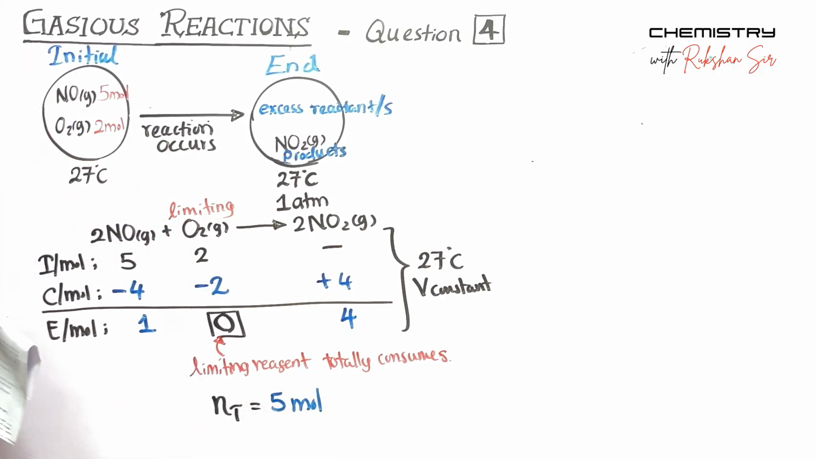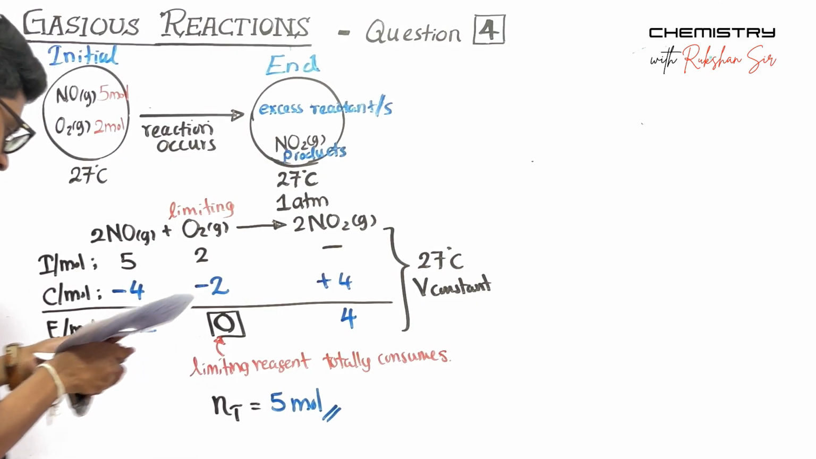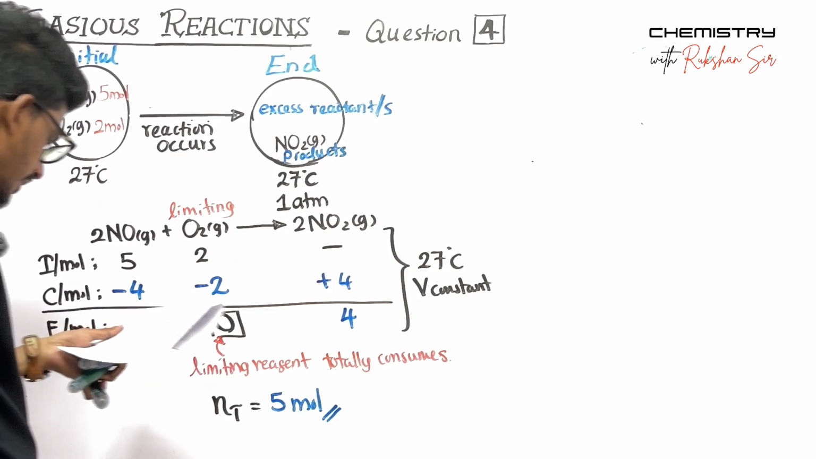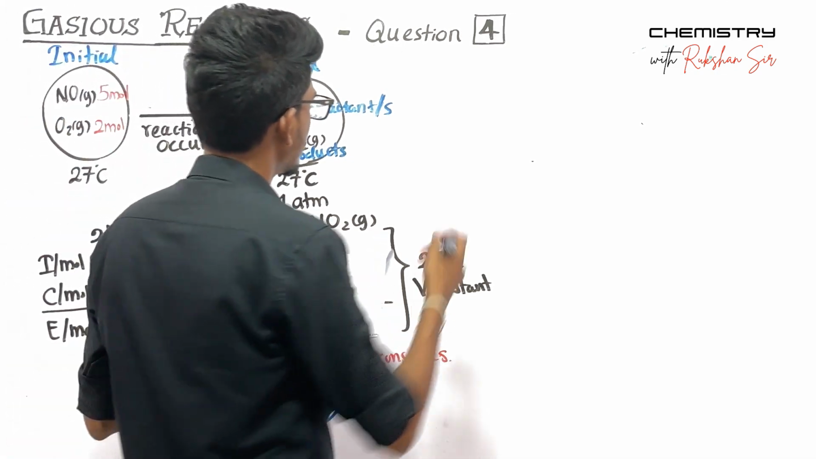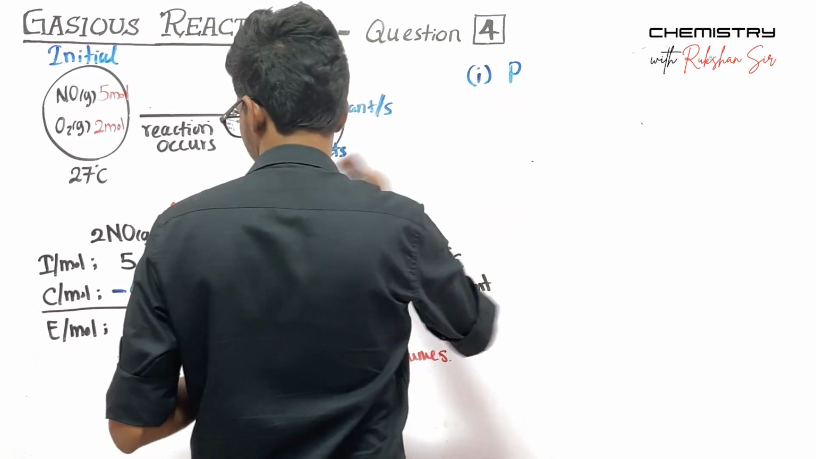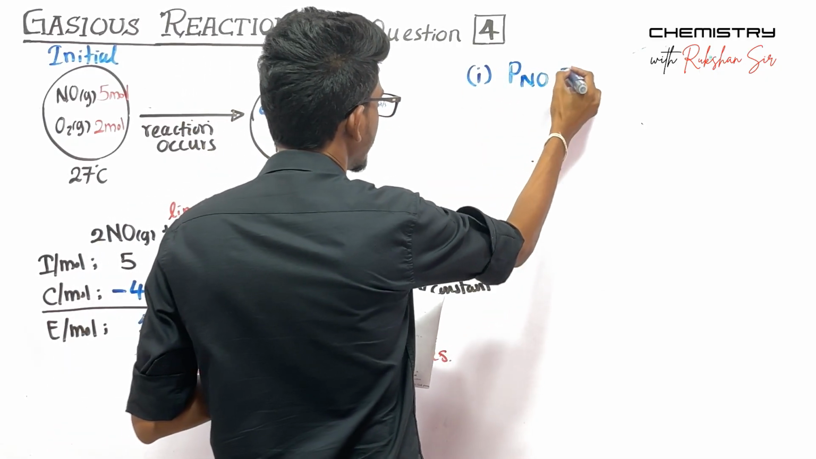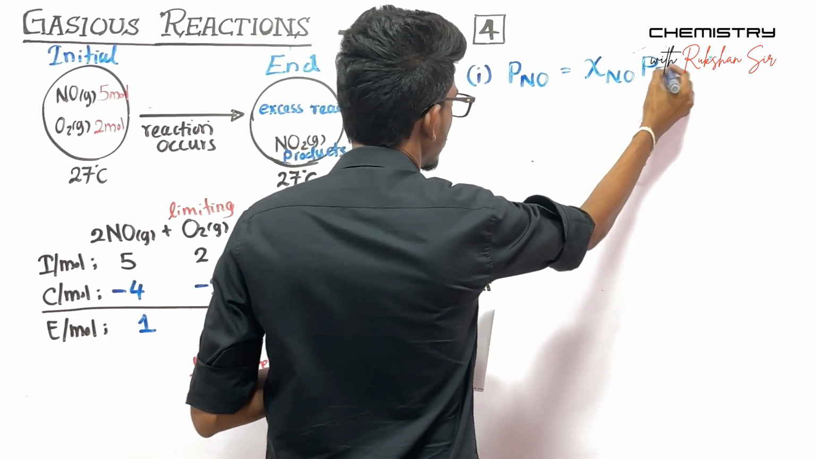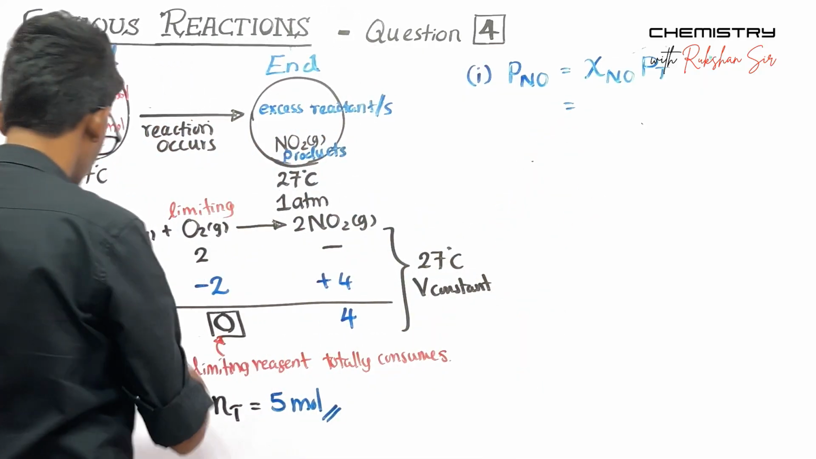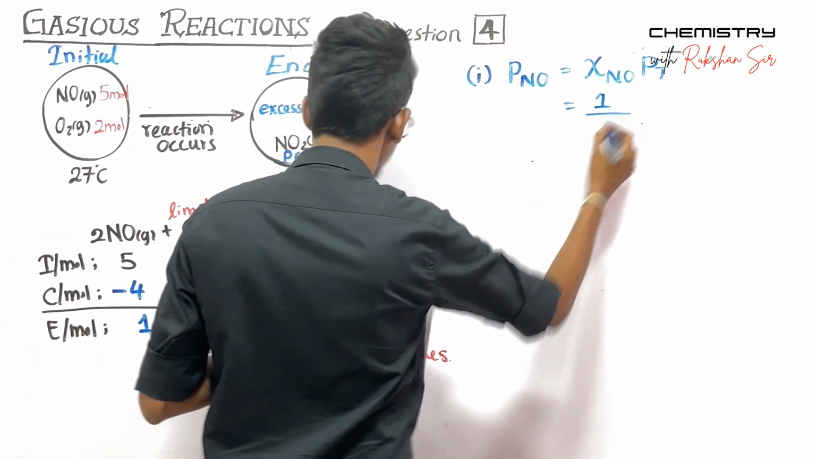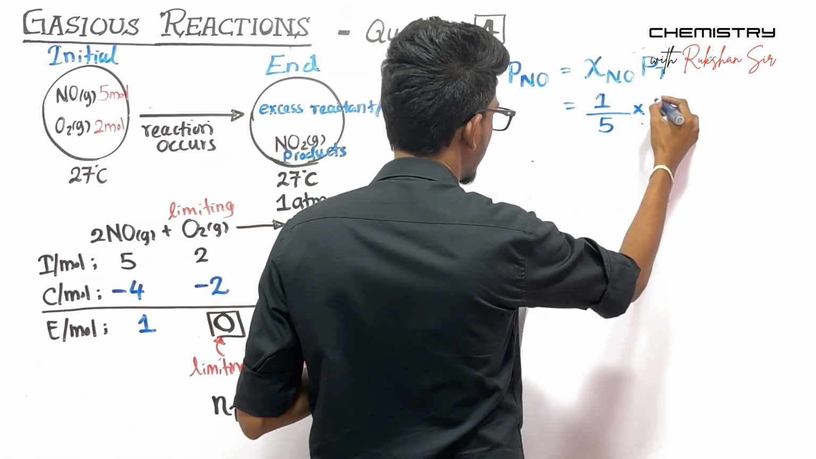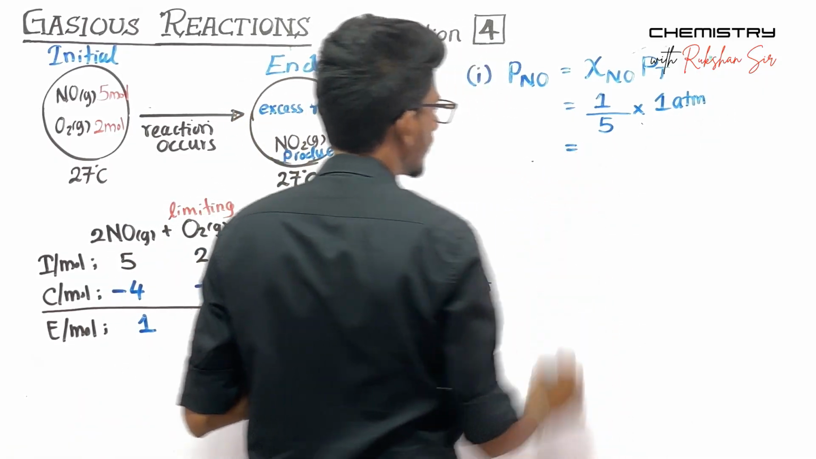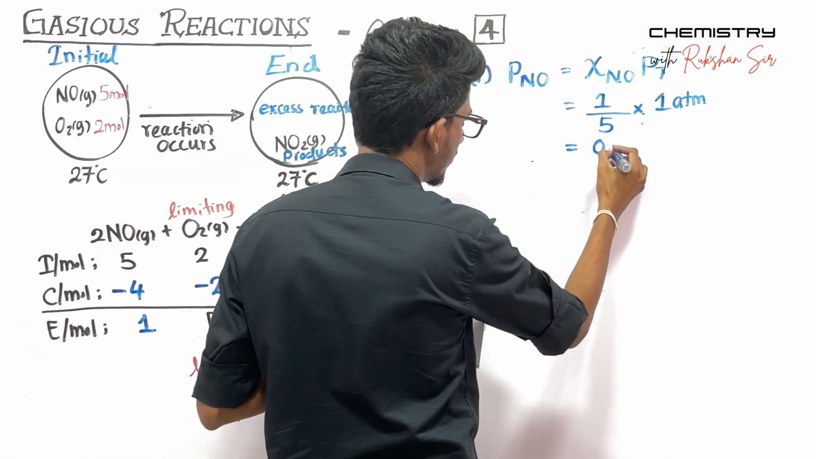So now we can easily calculate the partial pressures and the total pressure. So let's come to the partial pressures. The partial pressure of NO is the mole fraction of NO times P total. The mole fraction of NO is the number of moles of NO, that is 1, over the total number of moles, which is 5. P total is given as 180. So it is going to be 36, that is 0.280.